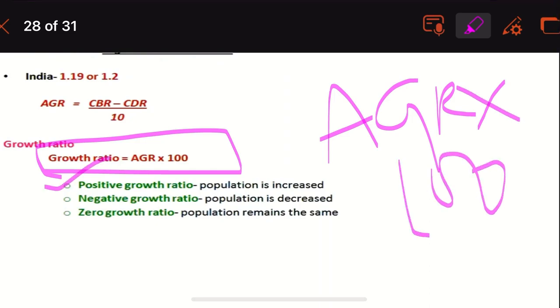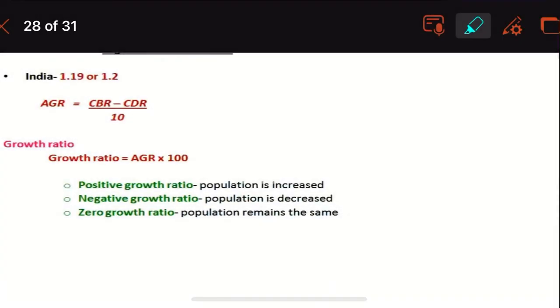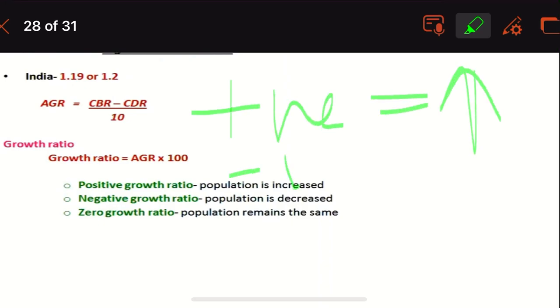When you calculate the growth rate, if there is a positive growth rate, obviously it means that the population has increased. And if there is a negative growth rate, it means that the population has decreased. So we see that if the value is positive, population increases. If the value is negative, population decreases.